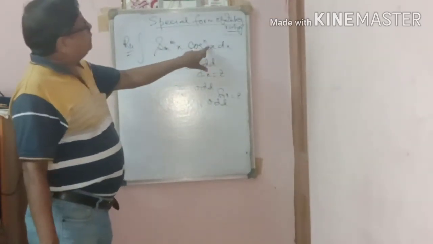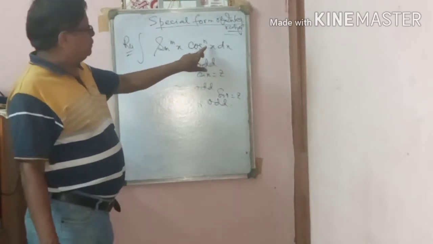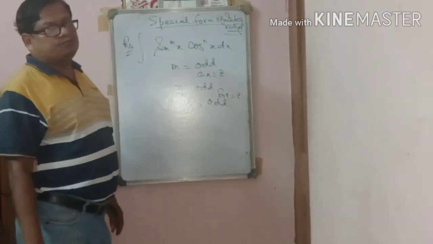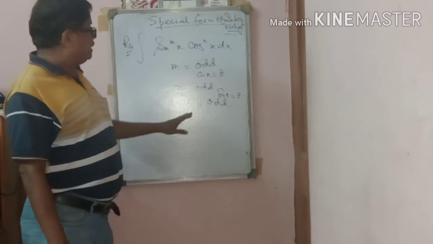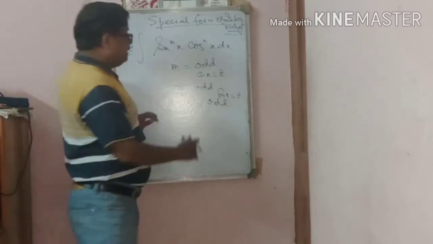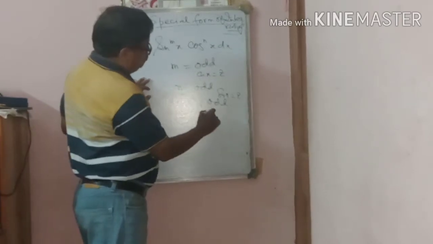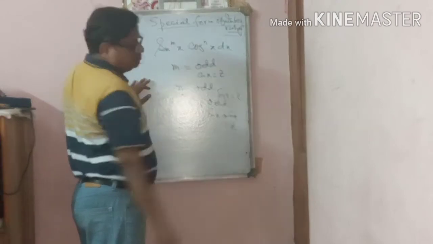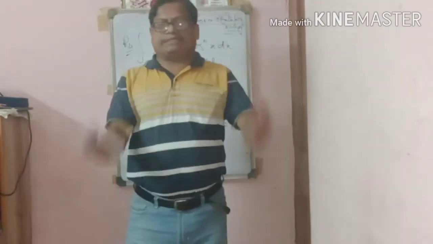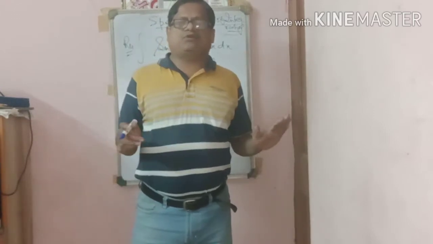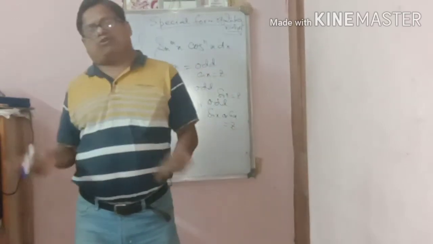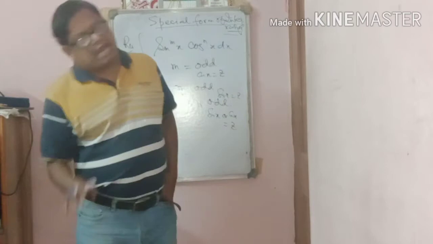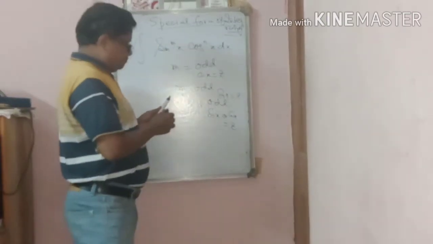Here, m is the power of cos, so you put sin x equal to z. Both are odd, then what to do? If m and n both are odd, then you can take any one, either sin x or cos x, as z. Either cos or sin. I am showing one sum.